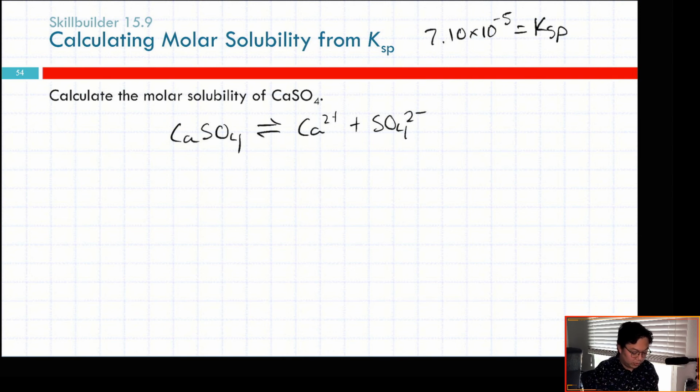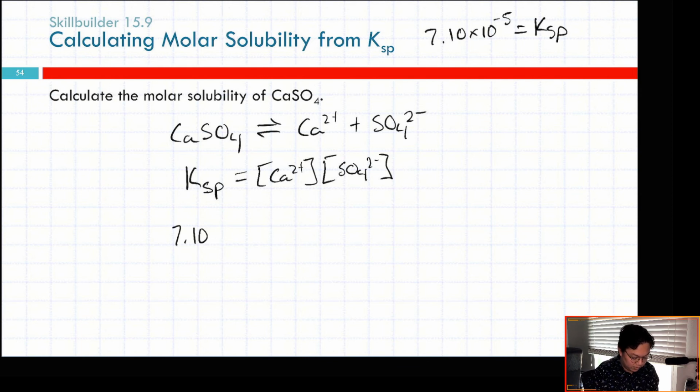So then to calculate our molar solubility, again, we just do KSP. We want to write out our solubility equilibrium equation here. We're going to do Ca2 plus times SO4 2 minus. And then we just set this equal to 7.10 times 10 to the minus 5. And that's going to be equal to, again, because these occur in a 1-to-1 ratio with calcium sulfate, we're going to get the same amount of each. So we can replace these with X times X. And the same thing as the other problem from here on out.